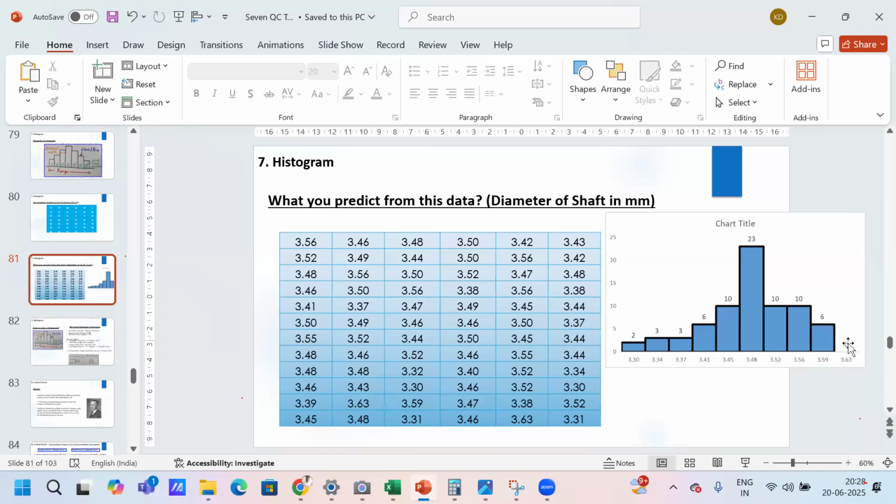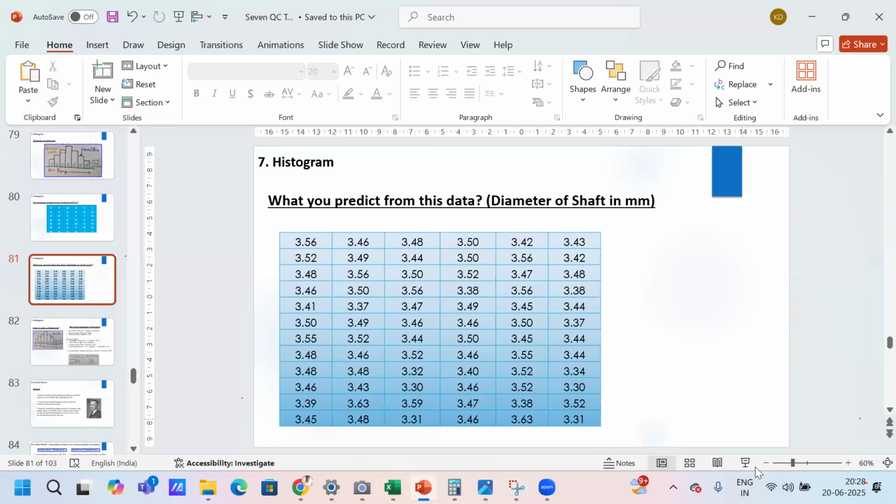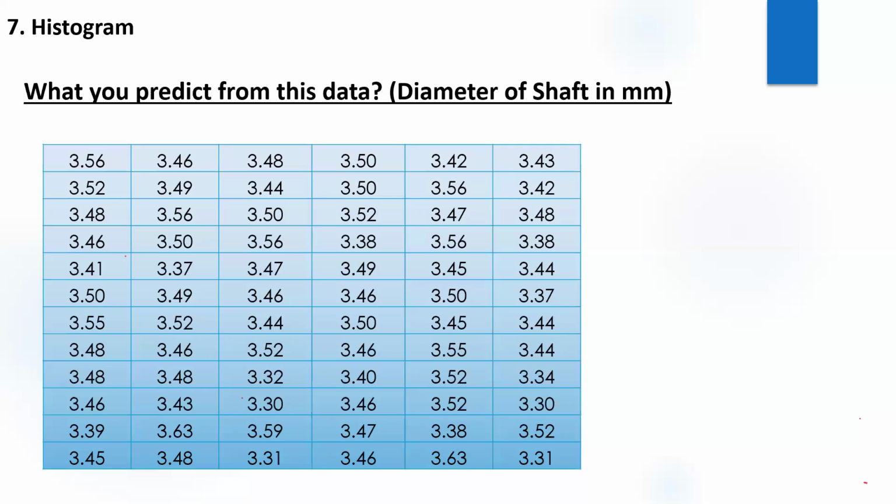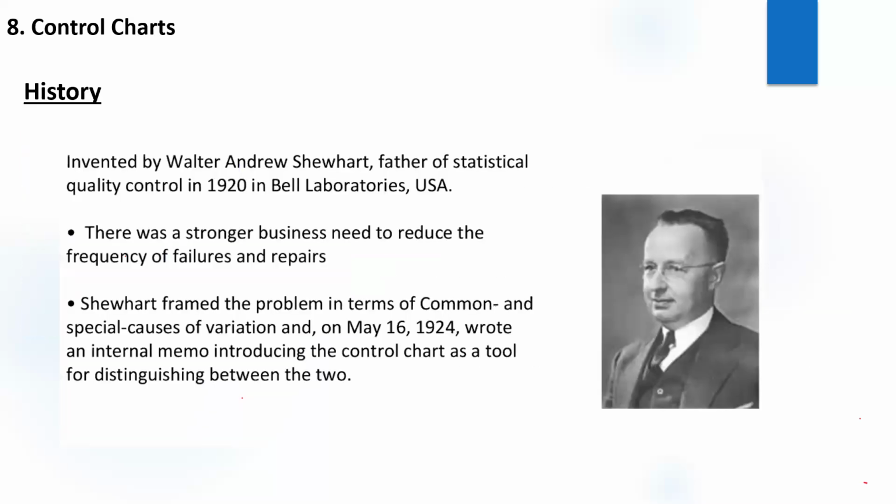Suppose it is 2 values, one and then another, there will be a graph of 2, like that. Okay, the histogram is clear? Yes, sir, clear. Now we will move to the last of the 7 QC tools, and it is control charts.